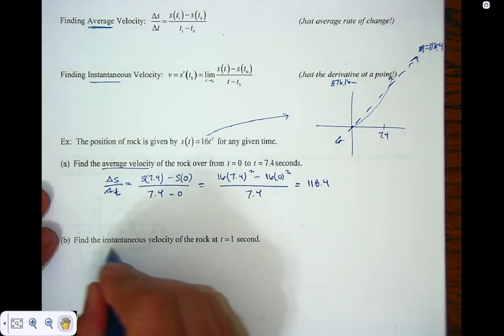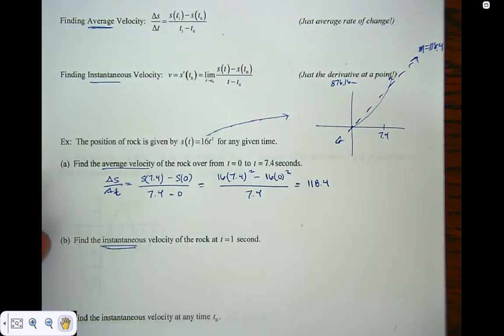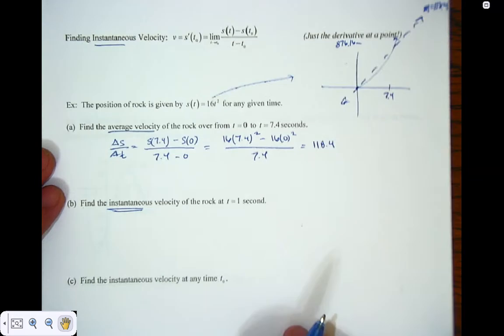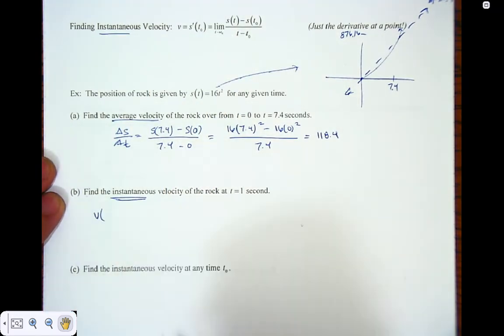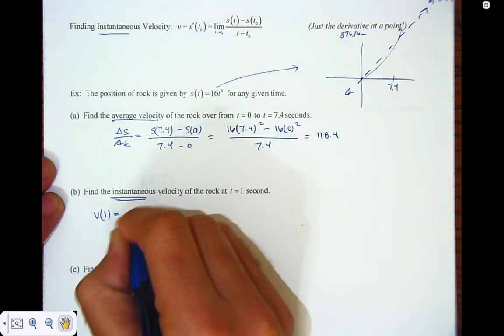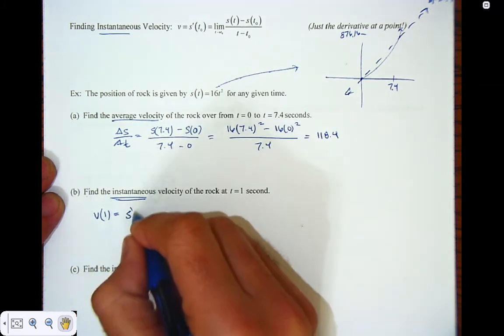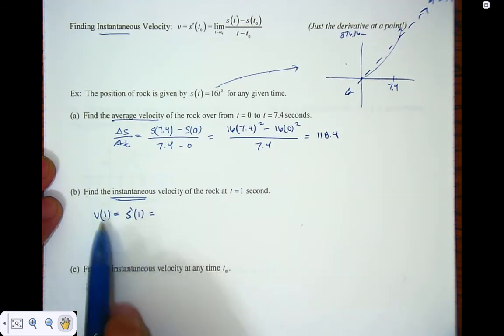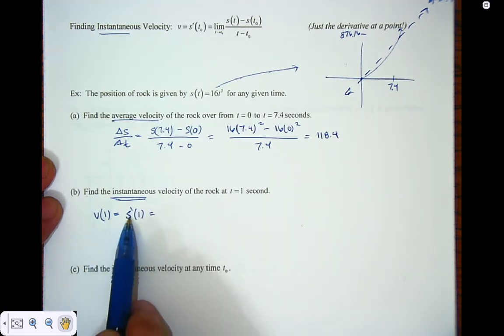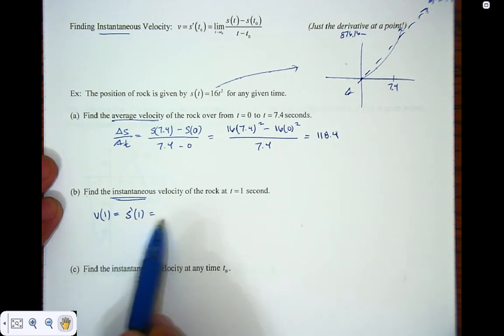Okay, now we're going to do some calculus. Now it wants the instantaneous velocity of the rock at time 1. Well, instantaneous velocity is right up here. The instantaneous velocity at time 1 is going to be the derivative of the position function at time 1. So we just got a definition there, and we'll do a lot more of this later, but the derivative of position is velocity. And all we have to do is use our formula.